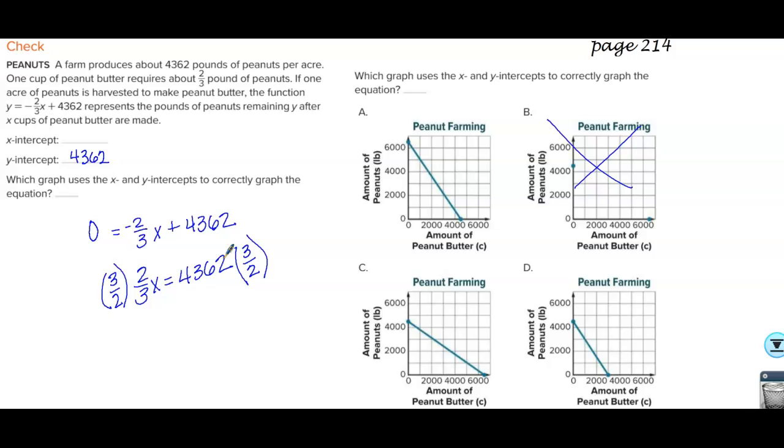Okay, 4362 times 3/2. And we're getting that x is equal to 6543. So we're looking for the graph where the line intersects x at 6543. This one is clearly wrong. C is the only possible solution. It intersects y at 4362. And it intersects x at 6543. So which one uses the equations correctly? C does.